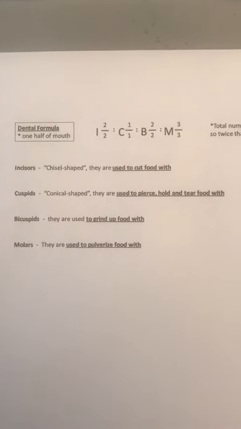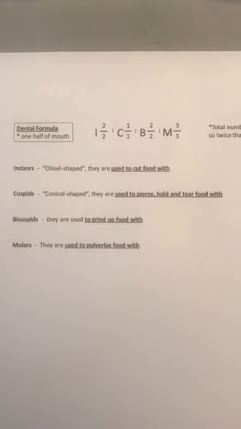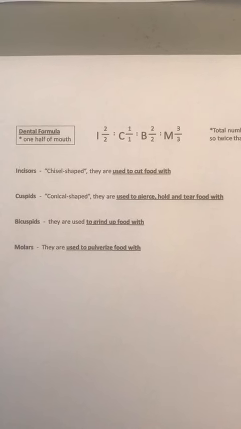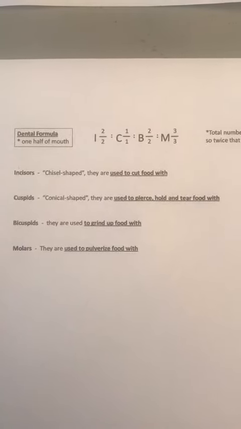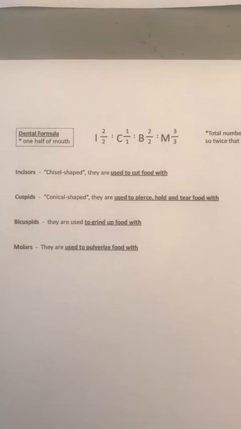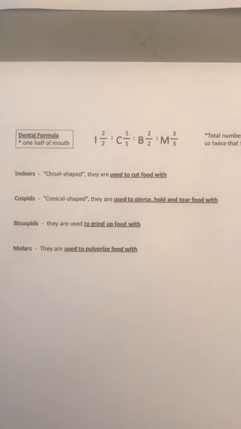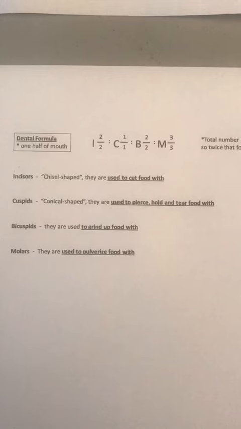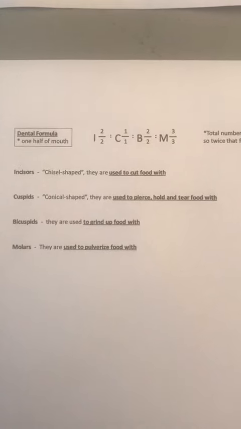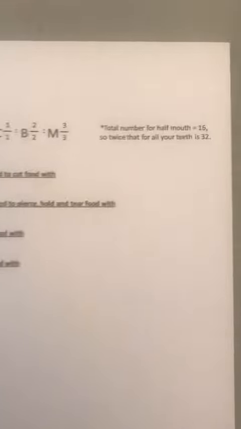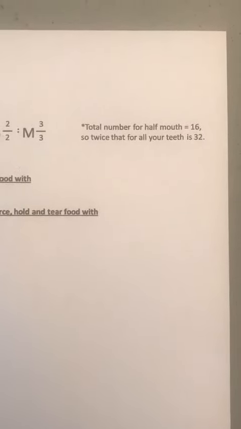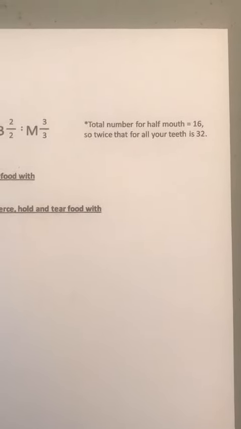Okay, this is a video for your teeth. I have the dental formula here, which is only one half of the mouth. The ICBM stands for incisors, cuspids, bicuspids, and molars. And there's two incisors, two on top, two on bottom; cuspids, one on top, one on bottom; bicuspids, two on top, two on bottom; and molars, three on top, three on bottom. That's for one half of the mouth, so that's 16, so twice that's 32, which is the number of permanent teeth you have.